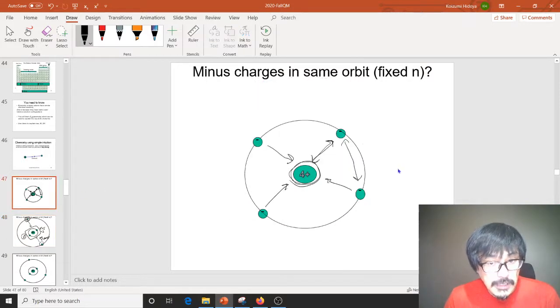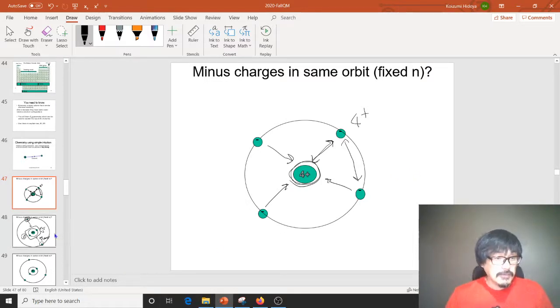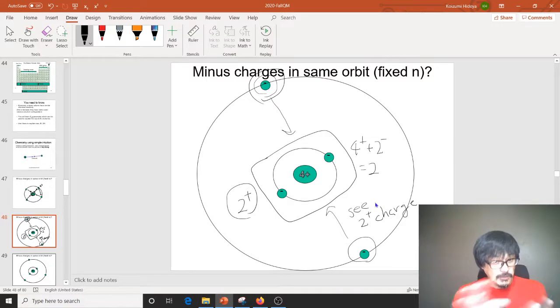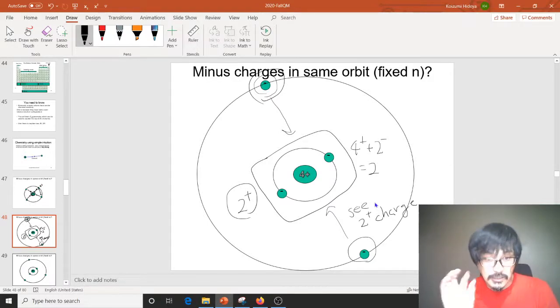Compared to these guys, there is no inner negative charge. So all of these guys actually see the positive charge in the middle, right? But for this particular case, because the 2 negative charges are inside the outermost negative charges, they actually see the 2 plus charge.